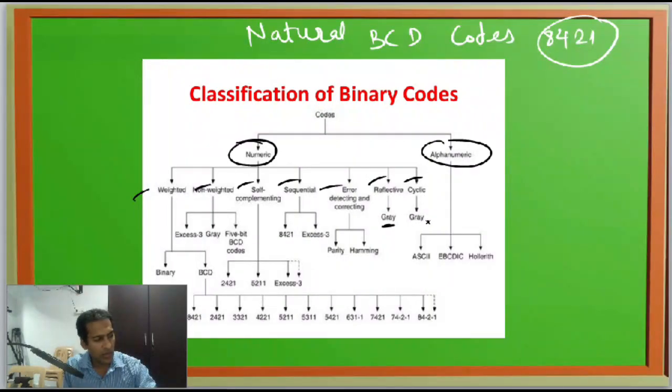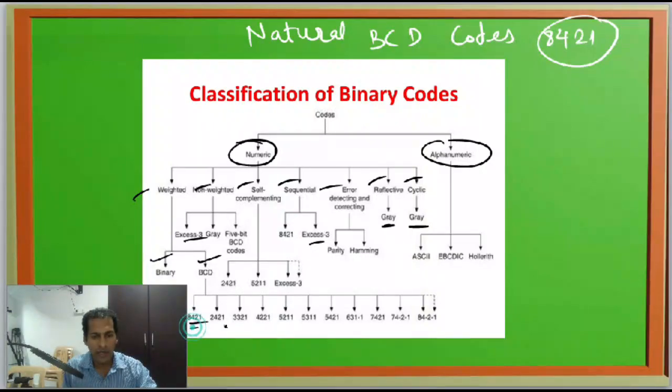And cyclic codes are those in which each successive code word differs from the preceding one in only one bit position. That is also Gray code. When we discuss these Gray codes, then we will understand the meaning of this. Then again, non-weighted codes are XS3. XS3 is non-weighted and sequential. And again, weighted codes may be binary and BCD.